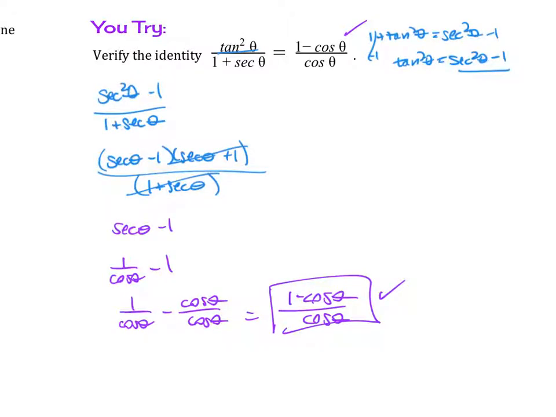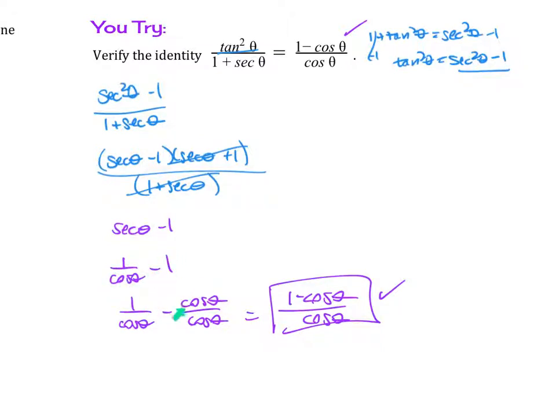So this one is very similar to the other problem, and so hopefully you were able to do this. We just worked on one side. So I worked on the left side, and so this is my flow of work here. So I changed tangent squared of theta to secant squared of theta minus 1, factored it, canceled out the secant theta plus 1. Then I have secant of theta minus 1, converted to 1 over cosine of theta minus 1.